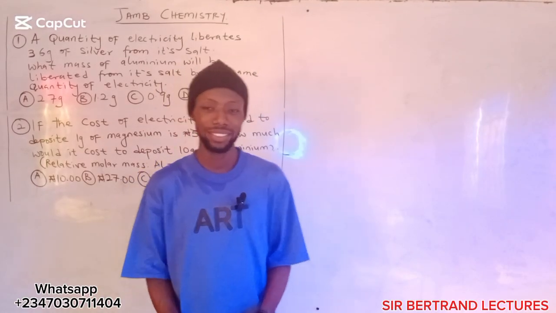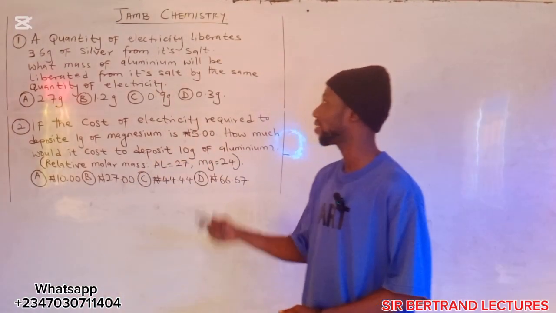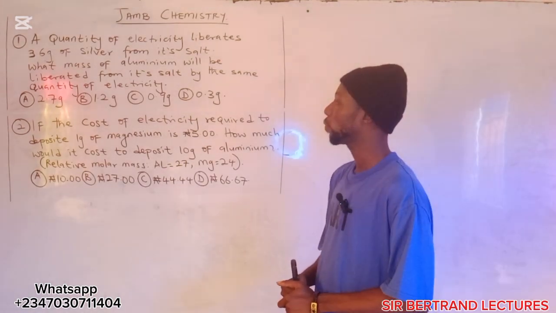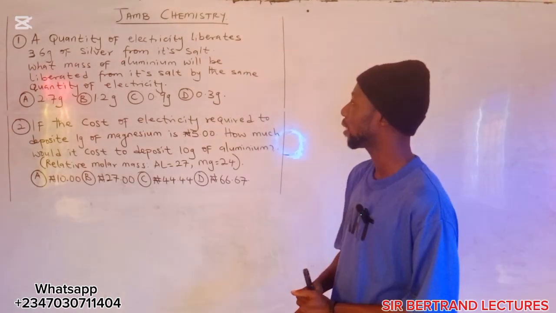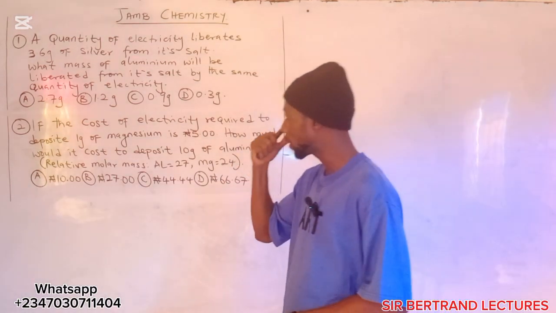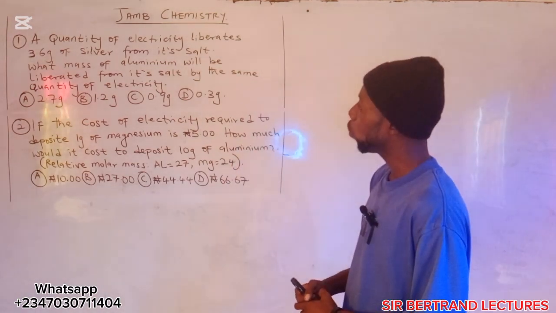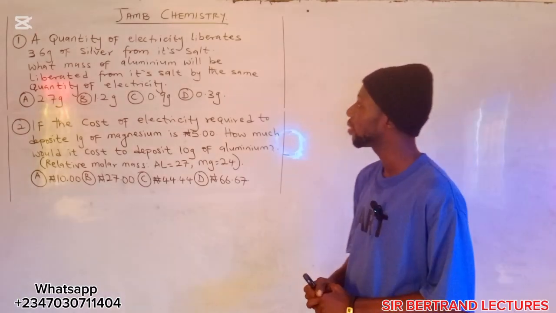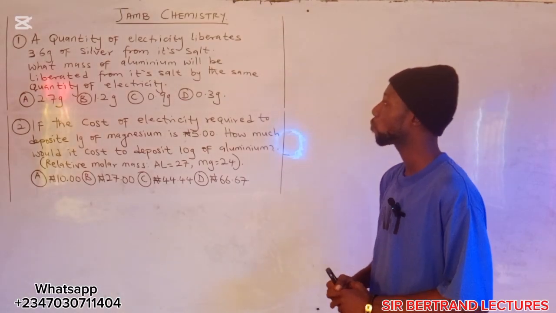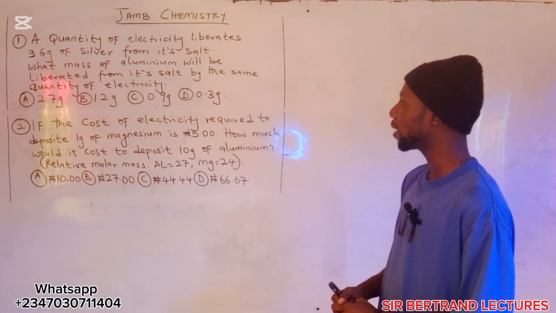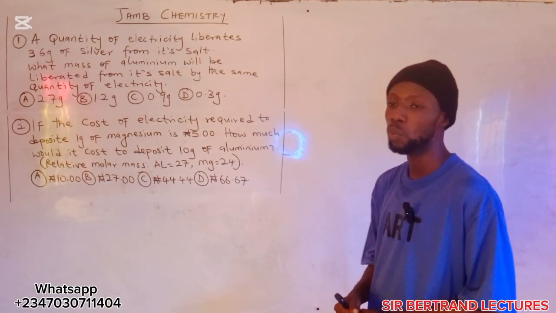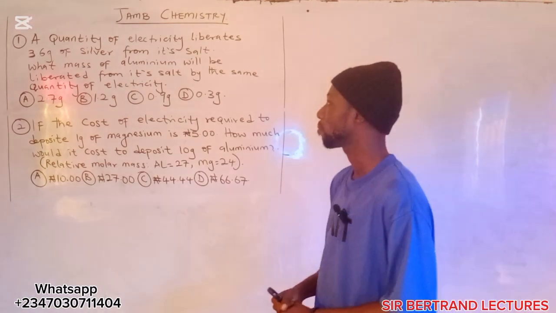Dear students, today we are going to look at this JAMB chemistry question. This question is from electrolysis, that is electricity chemistry. Question number 1 states: a quantity of electricity liberates 3.6 grams of silver from its source. What mass of aluminium will be liberated from its source by the same quantity of electricity?